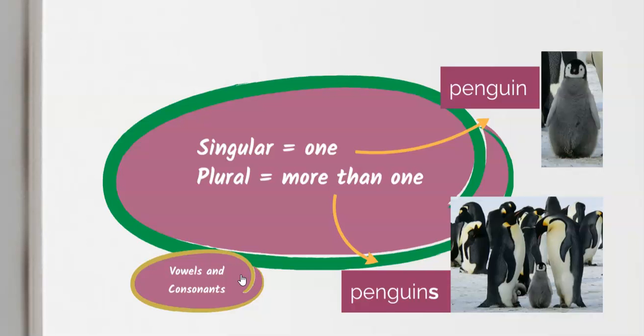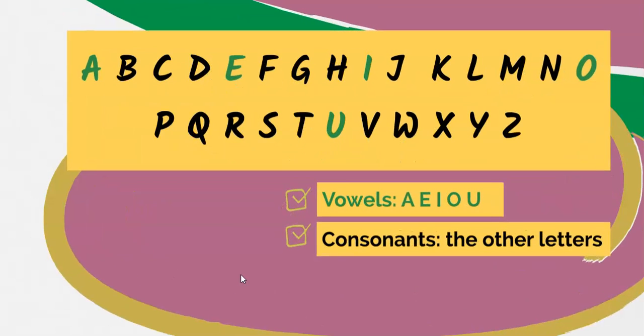You need to understand vowels and consonants in order to understand the spelling rules that we're going to look at today. Here's the alphabet. The vowels are A, E, I, O, U, and the consonants are the other letters of the alphabet.